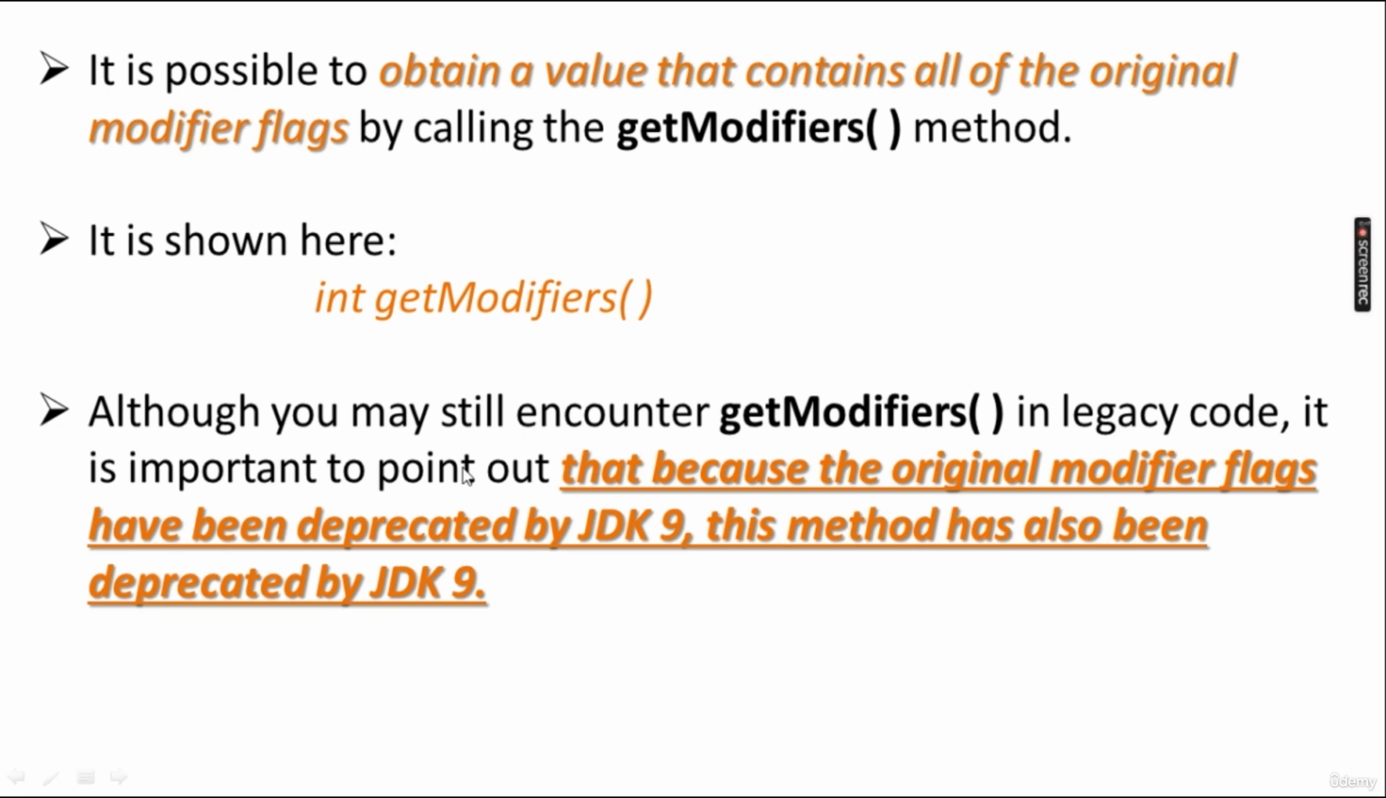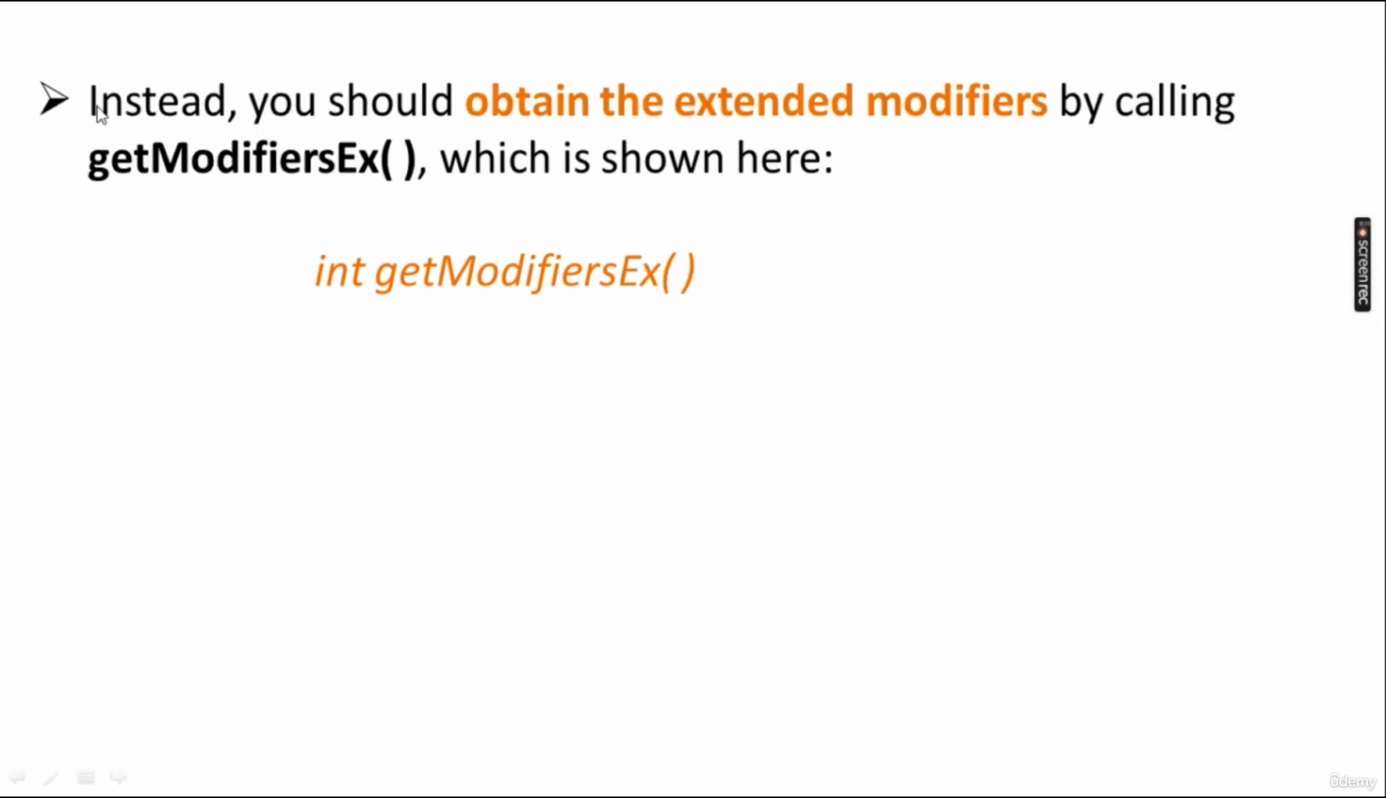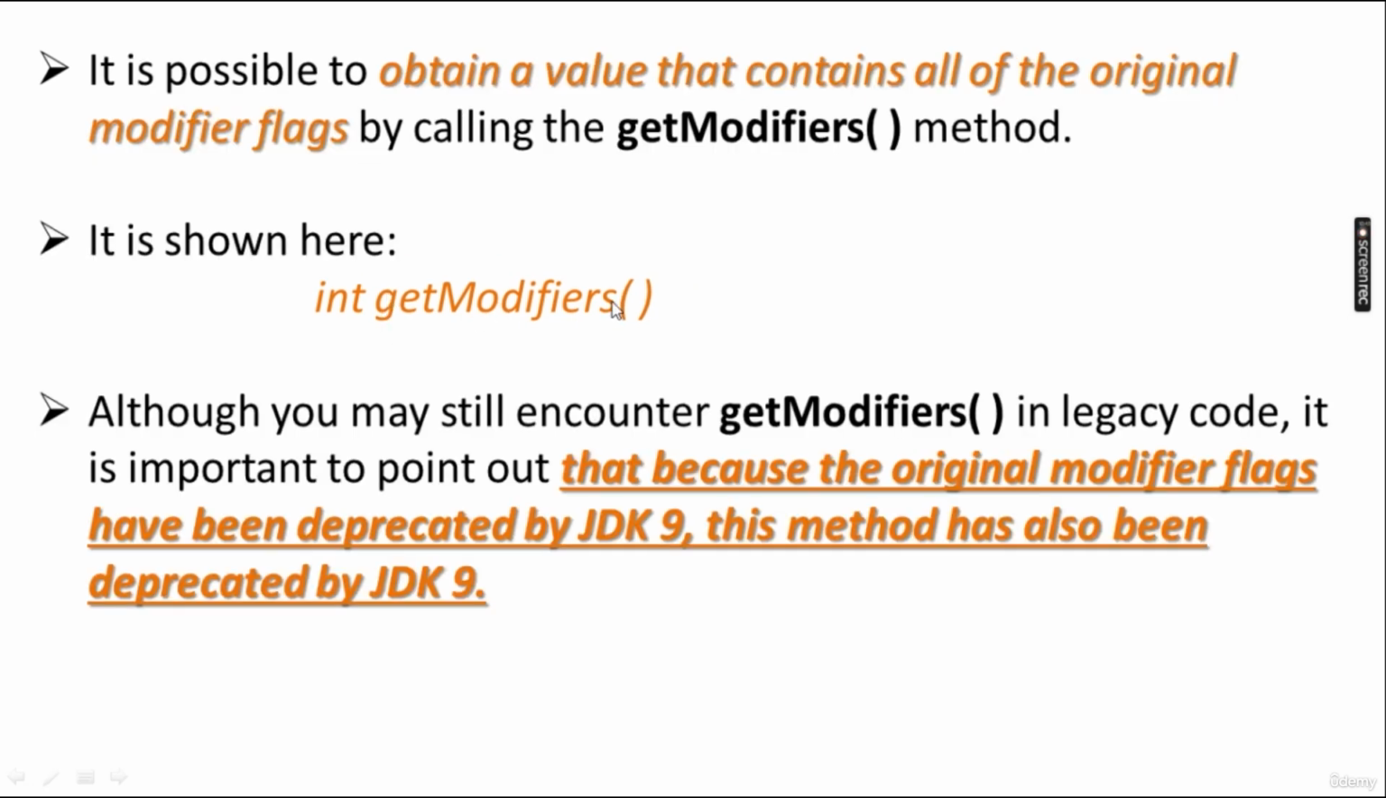It is possible to obtain a value that contains all of the original modifier flags by calling the getModifiers method. Although you may still encounter getModifiers in older code, because the original modifier flags have been deprecated, this method has also been deprecated. It used to return a value that contains all of the original modifier flags. We should obtain extended modifiers by calling this new method, int getModifiersEx. So previous modifiers in the legacy code are deprecated, and to get the updated modifiers you should call this method instead.